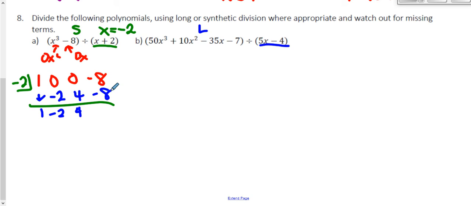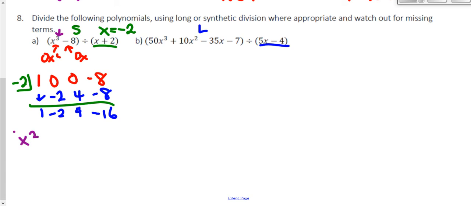These four numbers are going to be the coefficients of my final answer, which starts 1 degree lower than the polynomial I started with. So I started with x cubed. I'm going to end up with x squared, and it's going to have a leading coefficient of 1. So I can either write the 1 or keep it invisible.